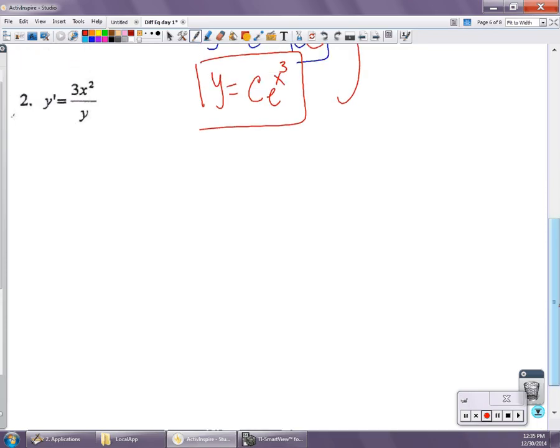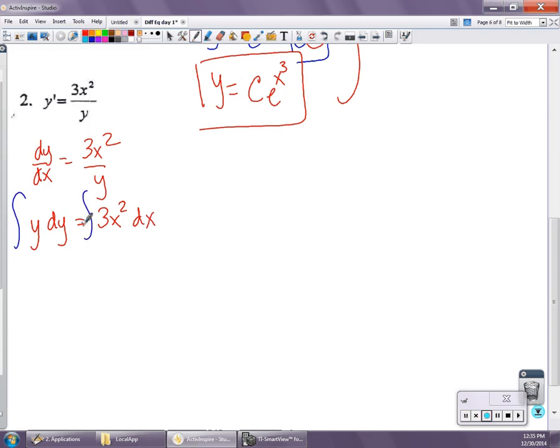Y prime I'm going to change into dy over dx equal to 3x squared over y. I'm going to get all of the y terms by multiplying both sides by y, and get all the x terms together by multiplying both sides by dx. I'm going to find the antiderivative of both sides. When I find the antiderivative of y, I get y squared over 2. Whoops, see, I'm so in the habit of putting plus c. I put it on the y side. On the right-hand side, I get x cubed plus c.